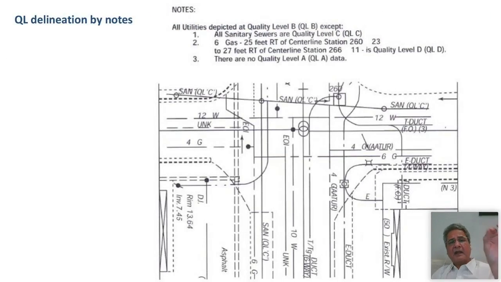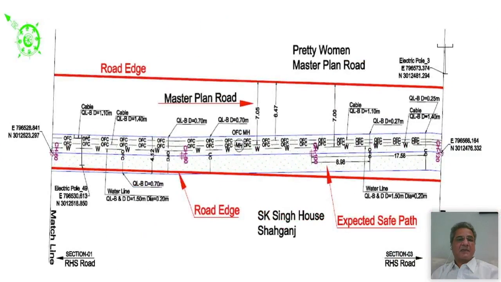You can put it right along the utility like QLC, or you can give, for example, notes that all sanitary sewers are quality level C, gas, etc., is quality level D. That is, no surface features, not detected by geophysics, only from the existing record. There is no quality level A data available in the area. Perfectly fine. So now you know the reliability level of different utilities in this map.